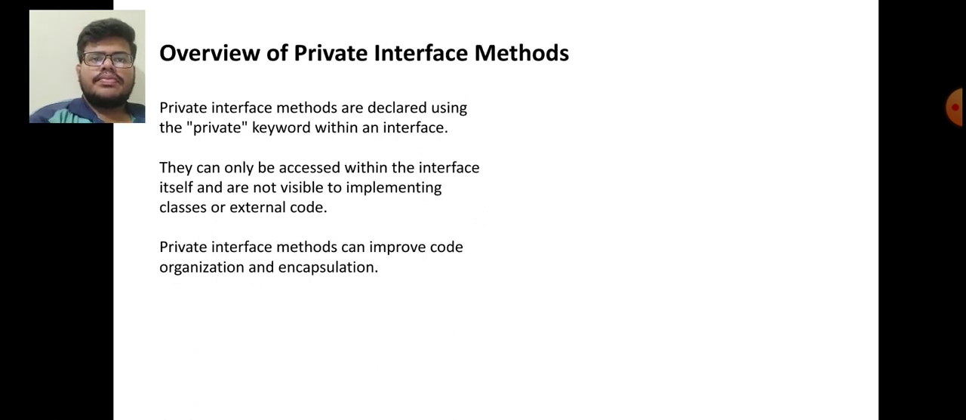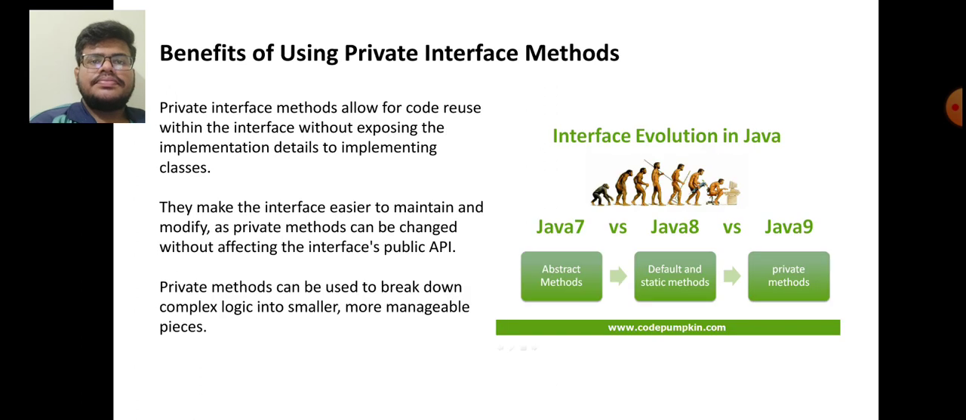Overview of private interface methods. Private interface methods are declared using the private keyword within an interface. They can only be accessed within the interface itself and are not visible to implementing classes or external code. Private interface methods can improve code organization and encapsulation.